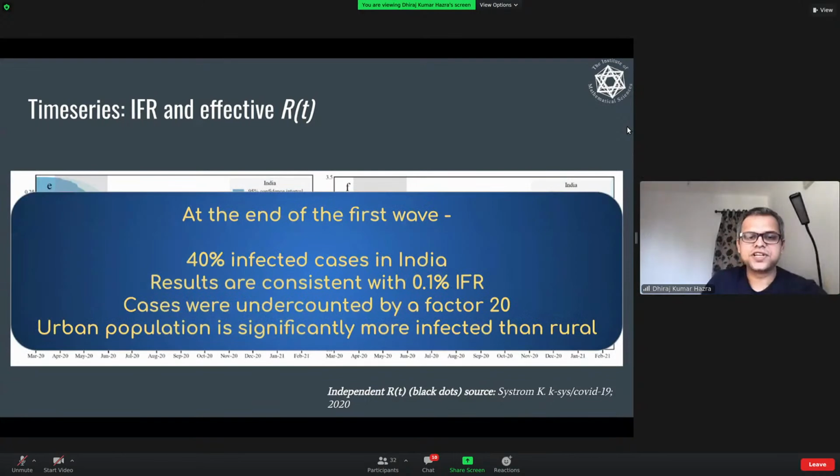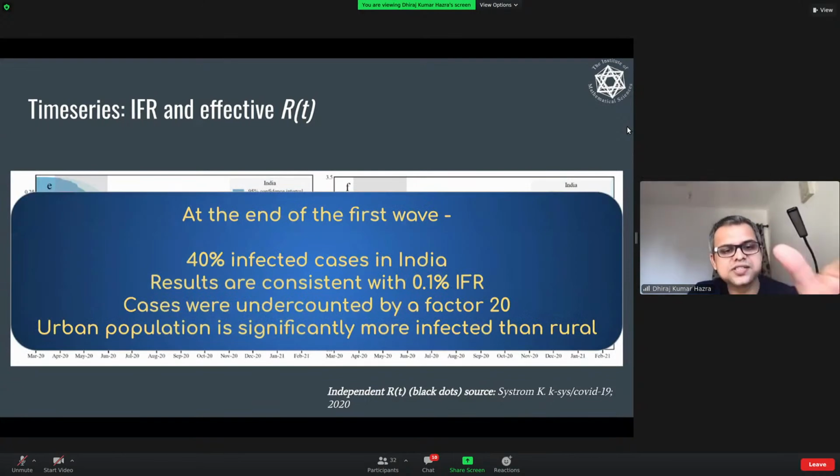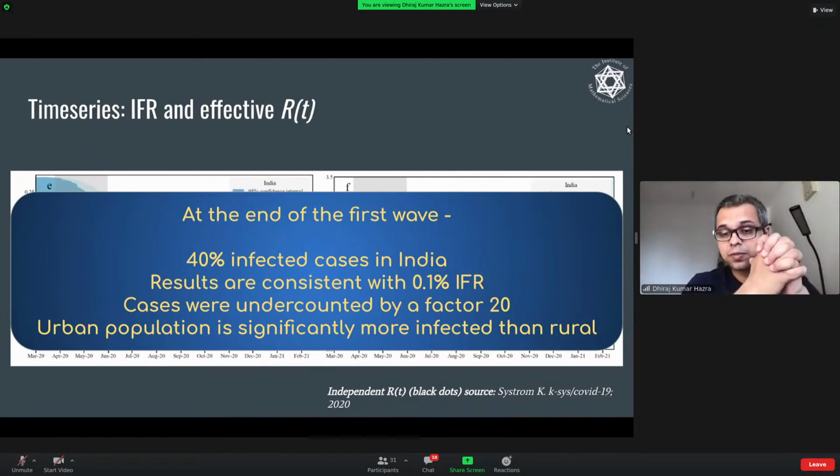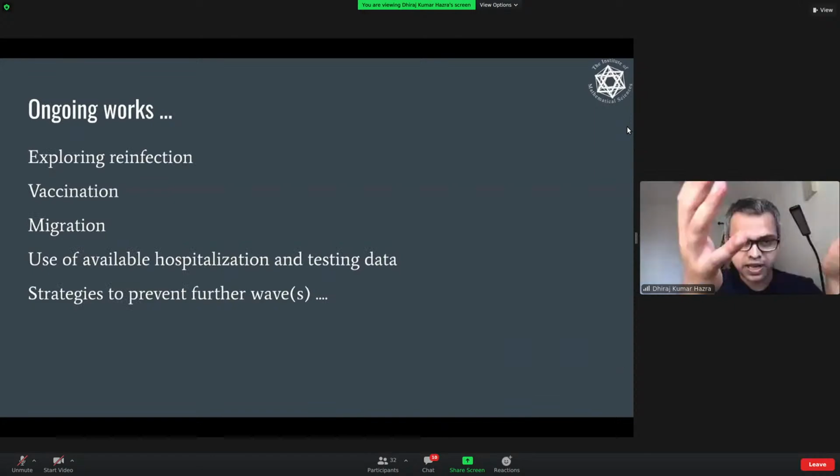So at the end of the first wave, we can conclude from our analysis that there are 40% infected cases in India, actual infected cases. And the results are consistent with 0.1% IFR. Cases are undercounted by a factor of 20. And the urban population, which I haven't shown, but in the preprint you can go and find the details, is significantly more infected than the rural population because of higher density, and a few obvious factors: less traffic, and thereby fewer contacts between people.